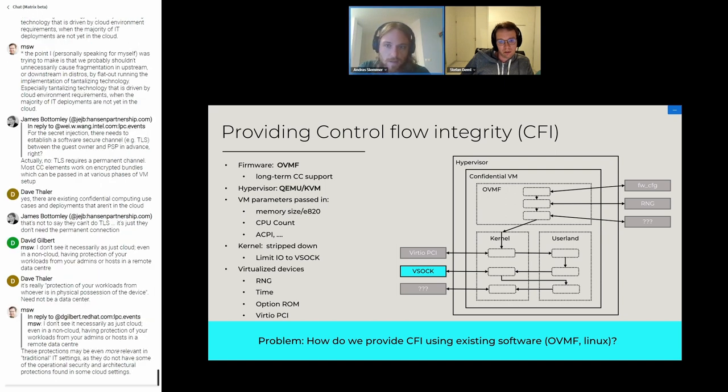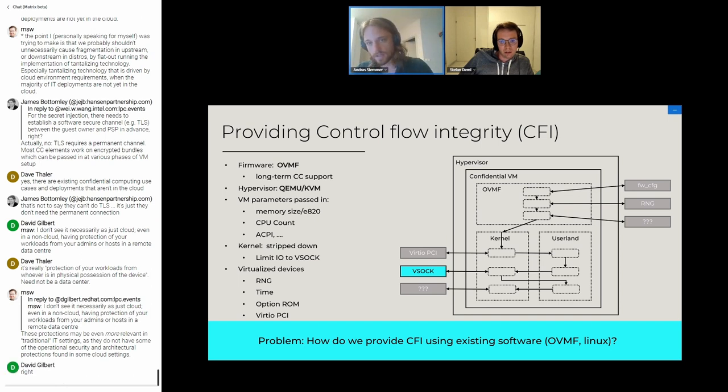One of the things we realized during this POC is that it's very easy to trigger a rescue shell in Grub if you're a malicious hypervisor. And then we realized that there are all these different ways that the hypervisor can influence the control flow of the VM. So our big problem statement and question, and I think a couple of talks actually mentioned this, is: how do we go about securing all these different ways the hypervisor can influence the VM's control flow when using existing software like OVMF or the Linux kernel, which were not written with a malicious hypervisor in mind?